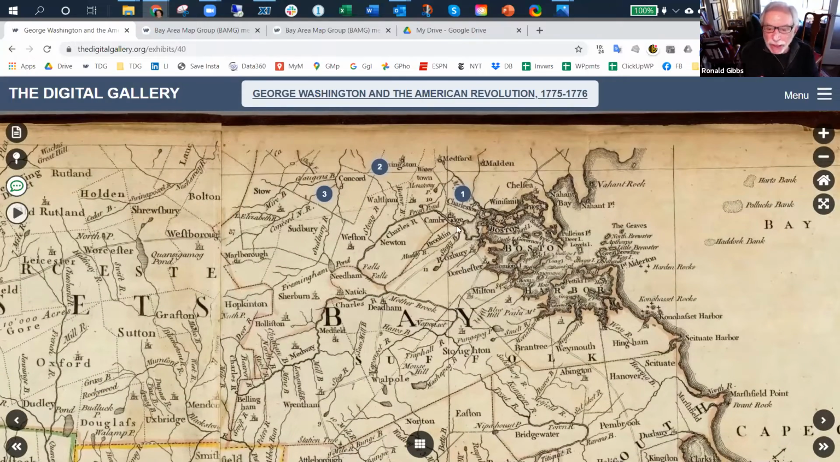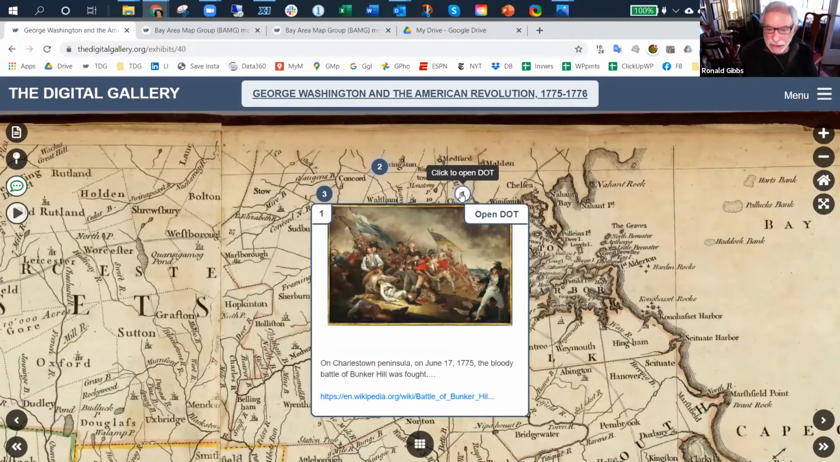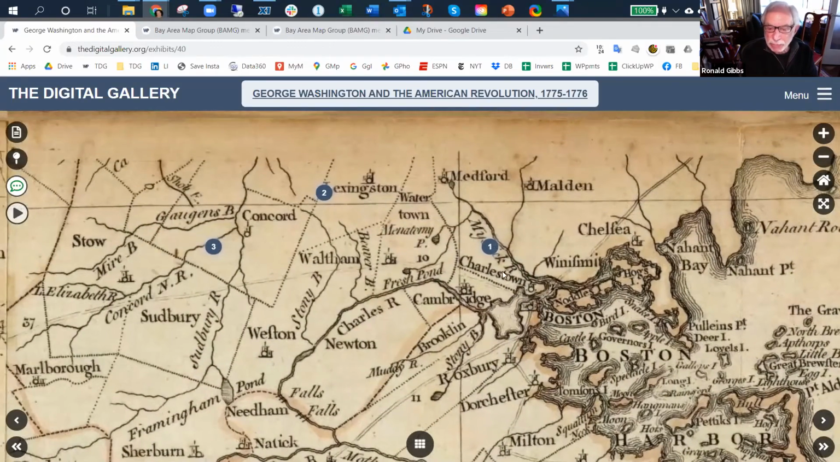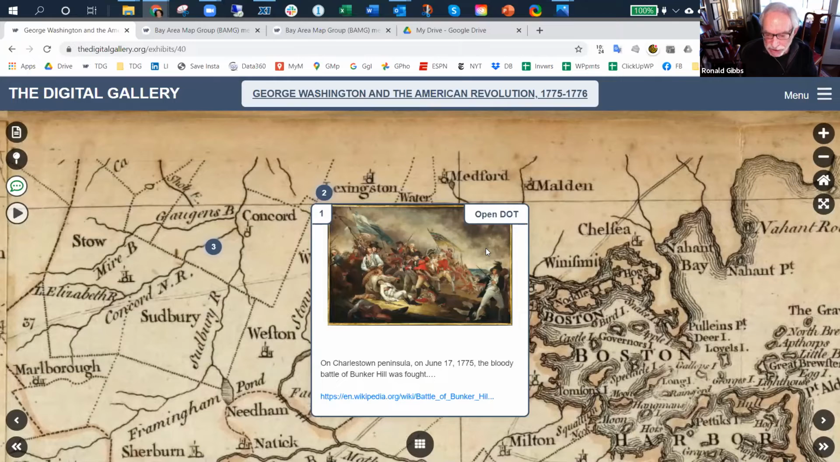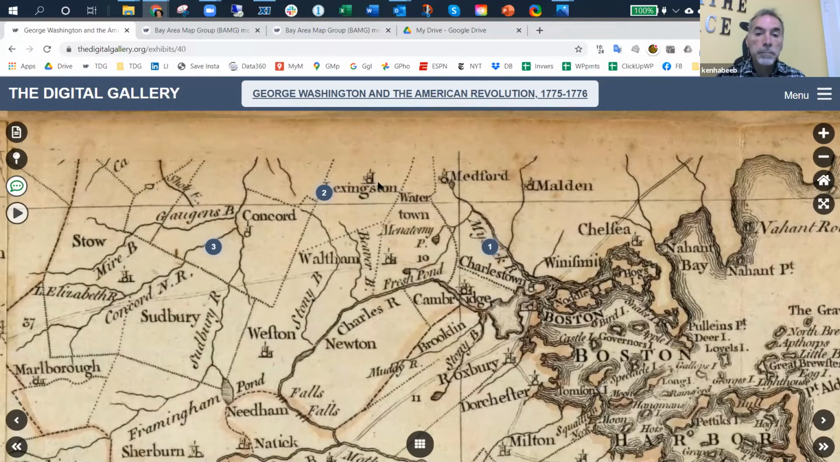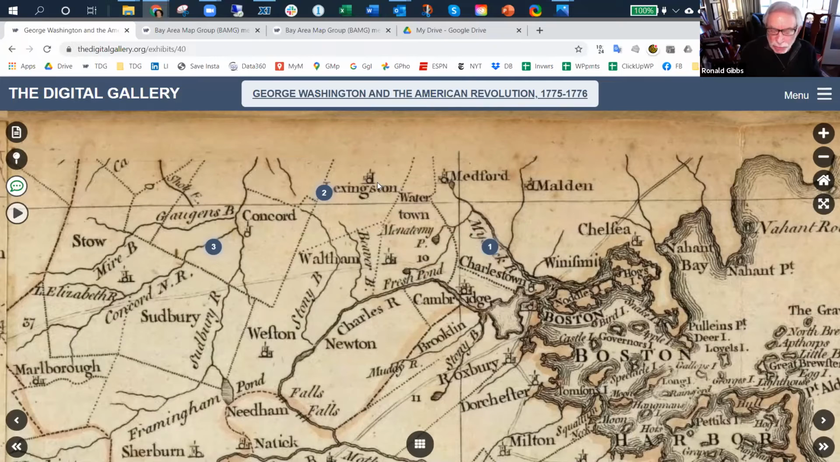Dot number 1 shows the Boston vicinity. After the Boston Tea Party, the British Army occupied Boston. And out to the west, we see dots number 2 and 3. Just hold it right there, Tom. 2 and 3, Lexington and Concord. The British knew that there was trouble brewing, and at Lexington and Concord in April 1775 were fired the shots heard round the world.